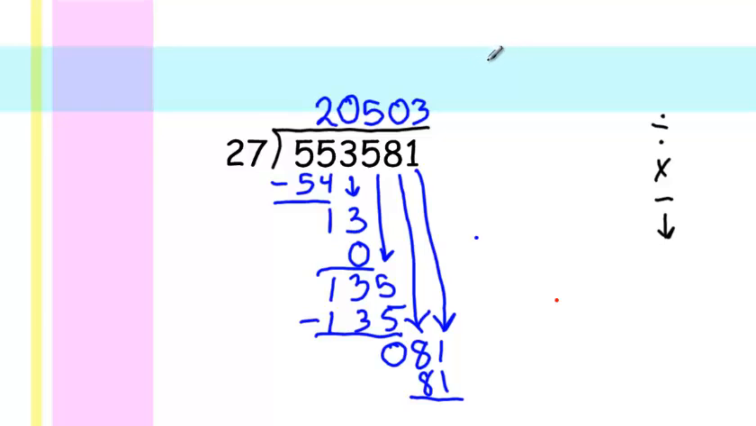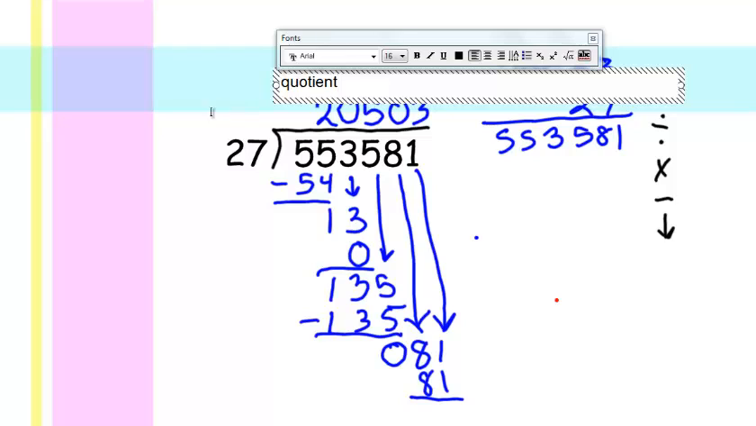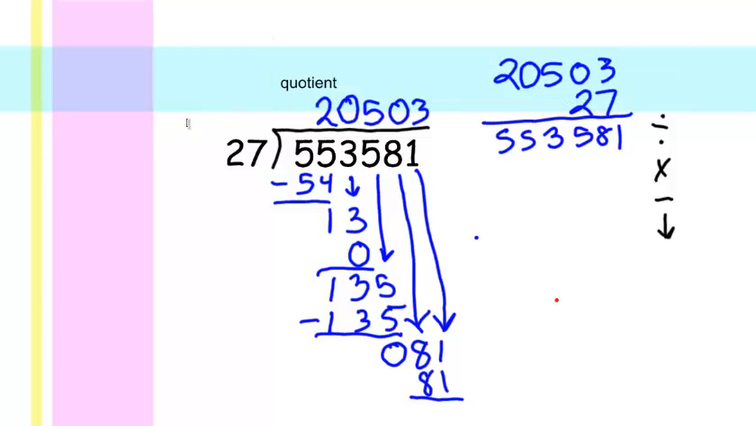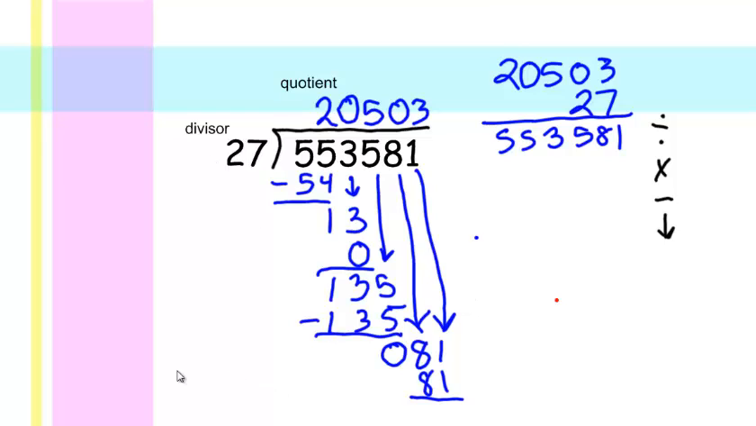Now, the way to check this is to do your answer, the quotient, times the divisor, and see if you get the dividend there. Okay, so let me write those words in. Quotient is the answer to a division problem, and the divisor is the thing that you're dividing by. Okay. All right, practice some of these so that you can remember it.